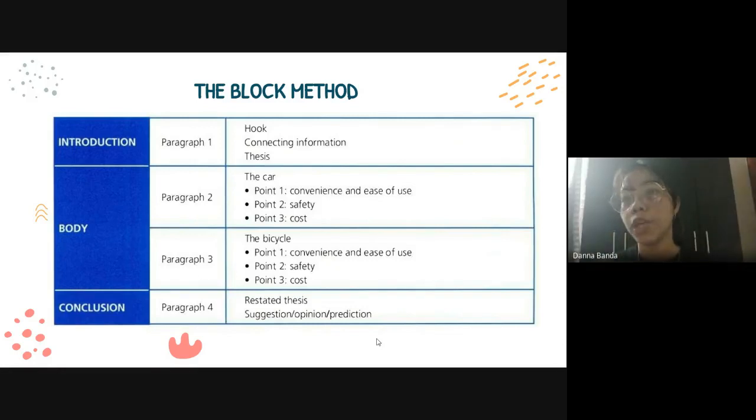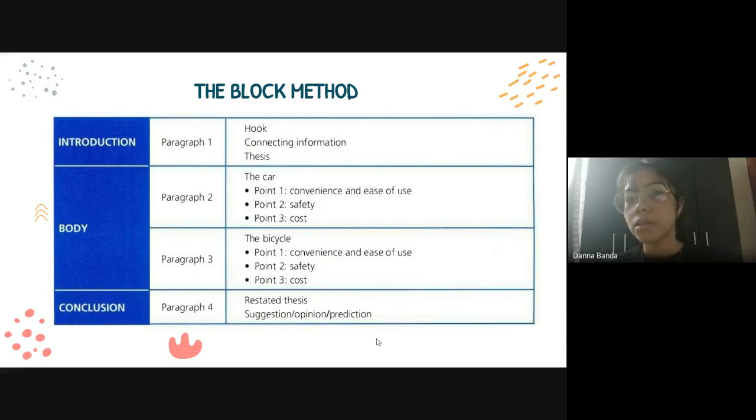Now I'm going to give you some examples about thesis statements. For similarities, it would be: although these two modes of transportation are used on different occasions, it's easy to see how similar they are. Okay, this is for similarities. Here you can see that I use the word similar to let the reader know that my focus here is similarities.